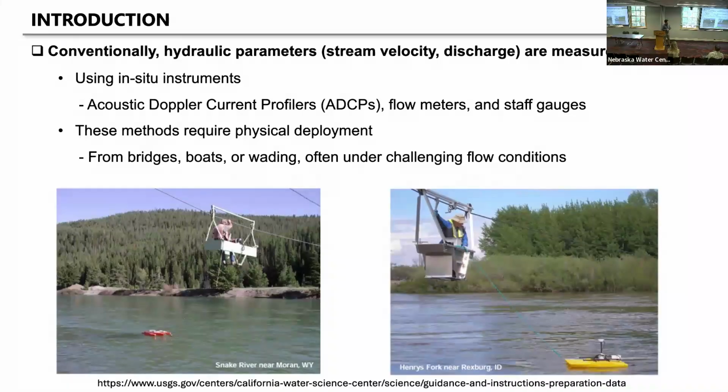Conventionally, hydraulic parameters like stream velocity and discharge are measured using in-situ instruments, like acoustic Doppler current profilers or ADCPs, flow meters, or staff gauges. These methods require physical deployment, normally from bridges, boats, or wading. They often have to measure under challenging flow conditions, as you can see in the pictures.